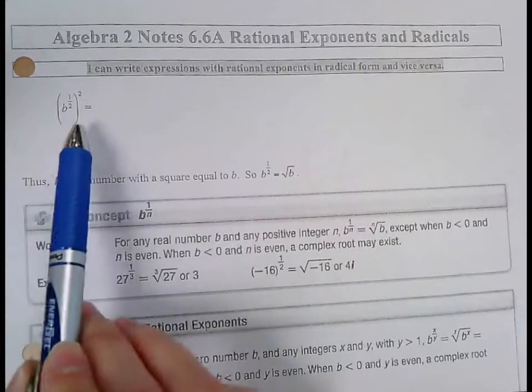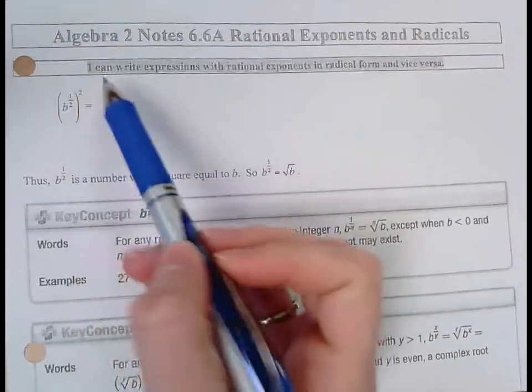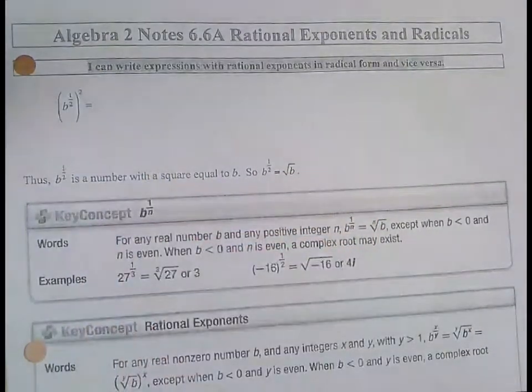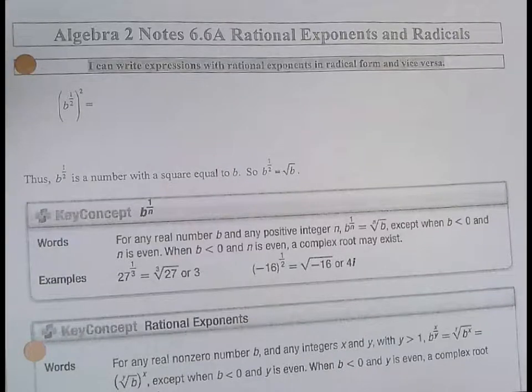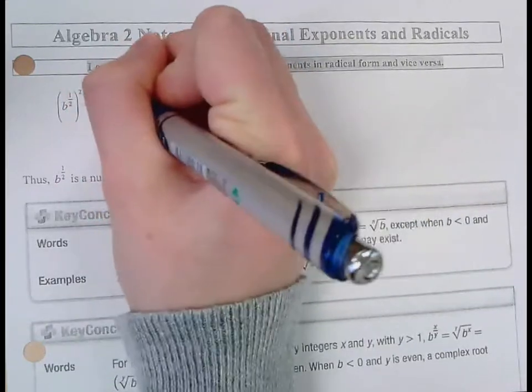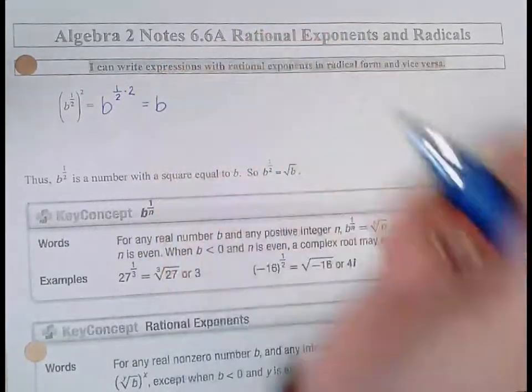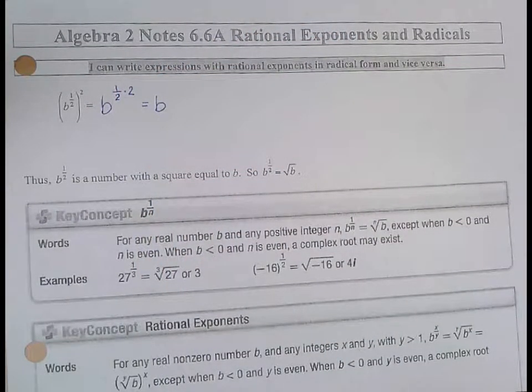So to start out, I have just an expression, b to the 1/2 raised to the 2nd power. So what I want to show you here, when you have a power raised to another power, what can you do with those exponents? When you have a power raised to another power, what can you do? Not add them. Multiply. Yes, multiply them. So this would be b to the power of 1/2 times 2. And 1/2 times 2 is just 1. So it's just b to the 1st power, or just b.